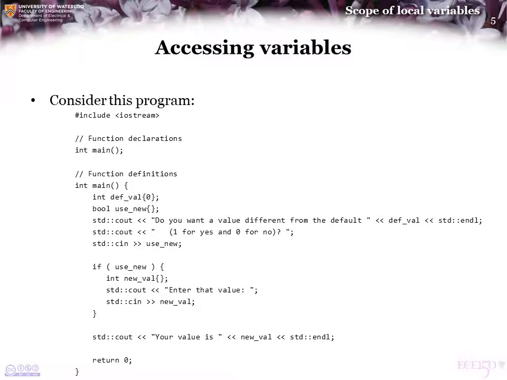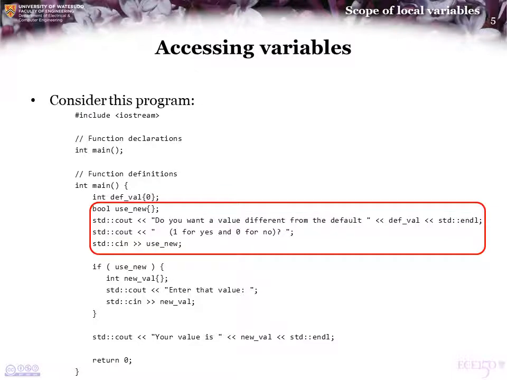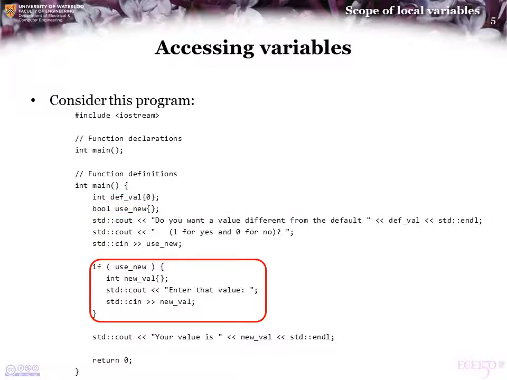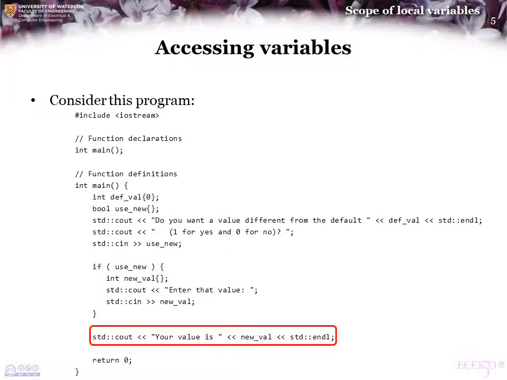Consider, for example, the following program. Here I have a default value that is initialized with a value 0. I then query the user, do you want a value different from the default, which I then display to the screen. I indicate to the user, enter 1 for yes and 0 for no. I then store the response in the local variable useNew. Now, if useNew is true, then I query the user to enter that new value. I store that new value in the local variable newVal. I then print that value to the screen.